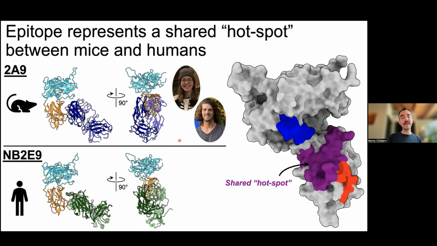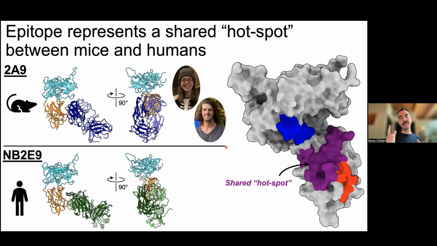And if we overlay the two structures between NB2E9 and 2A9, we can see there's actually a shared epitope between both of these antibodies. And this is interesting to think about because we're not only looking at a human response to factor VIII, but we can compare them to the immune response people typically see in mouse hemophilia A models, which are typically used in a lot of research labs.